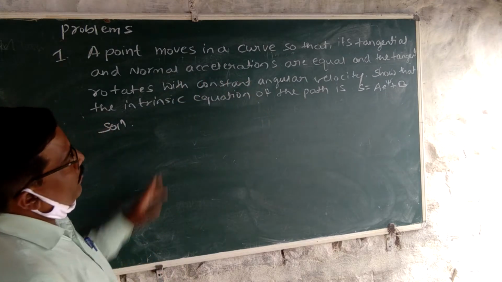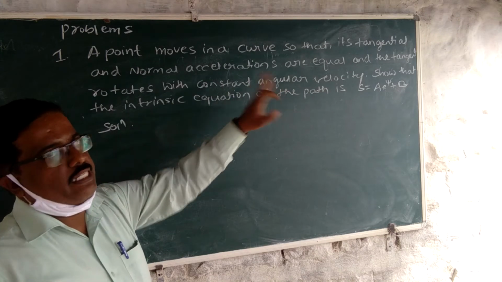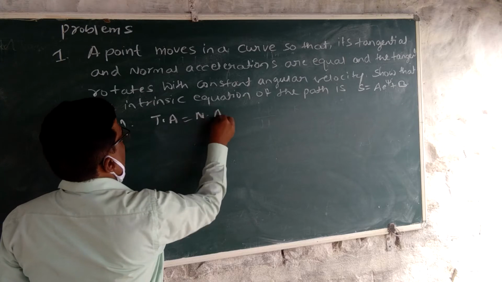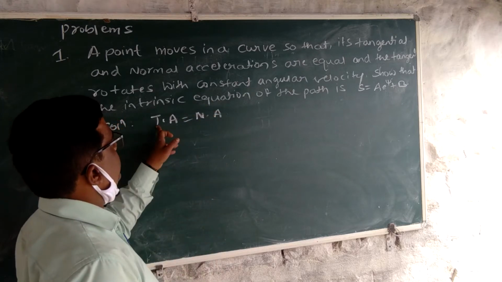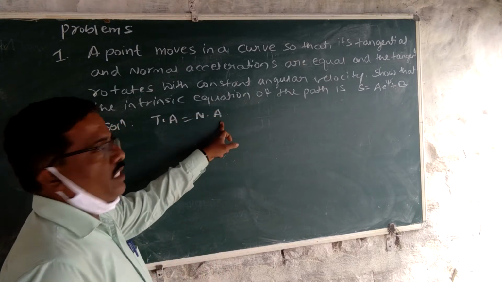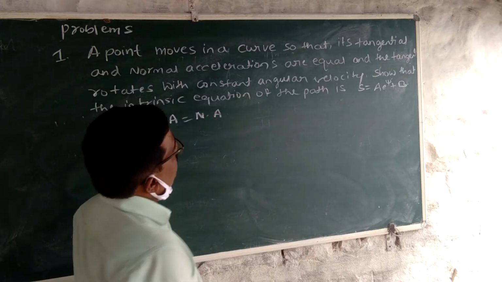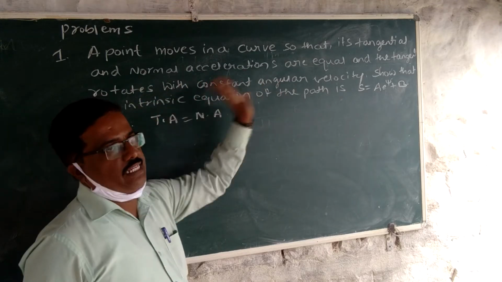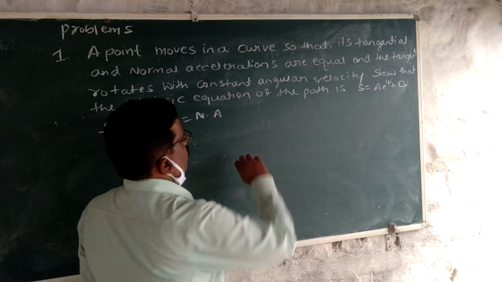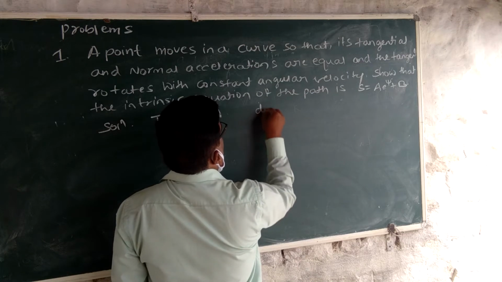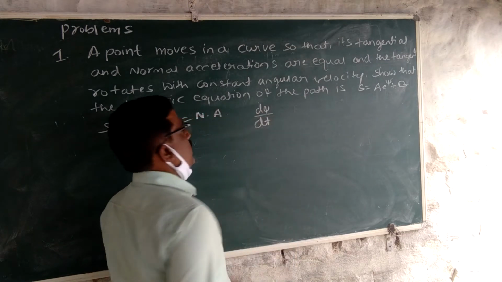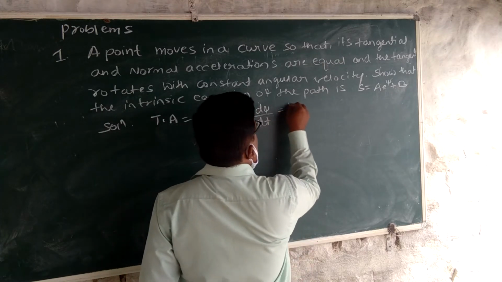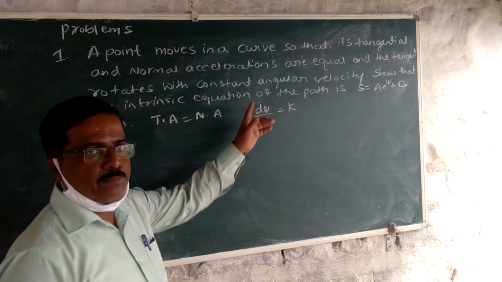So what is given? Tangential acceleration and normal acceleration are equal, so TA is equal to NA. TA means tangential acceleration, NA means normal acceleration. Now it is given that angular velocity is constant. Angular velocity is given by d psi by dt, which is given as constant. Let us take that as k.